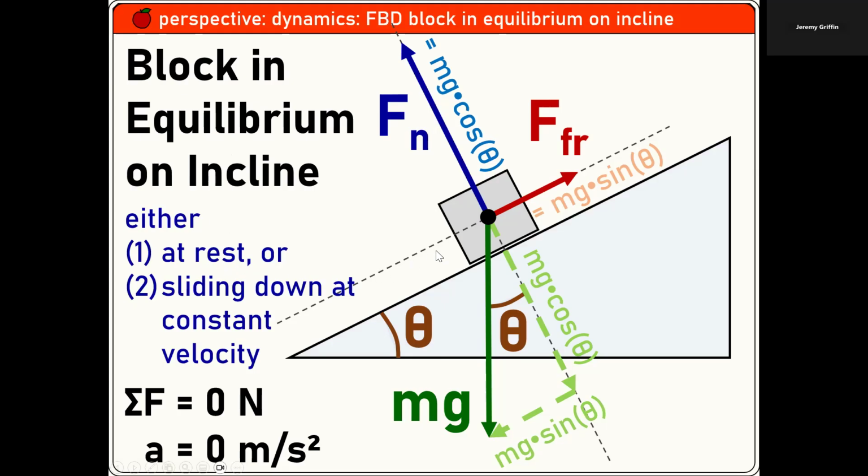So you guys see in blue, I said there's 2 possible conditions this could apply to. It might be at rest, or it might be sliding at constant velocity. And if you just have the picture, like that free body diagram, it's ambiguous. You don't actually know which category it is. Both of those would be 0 net force, 0 acceleration.